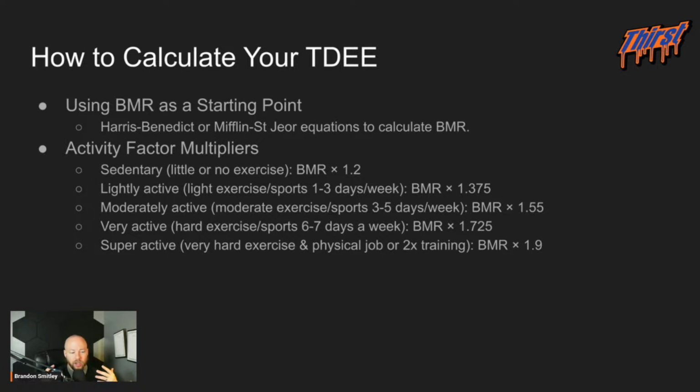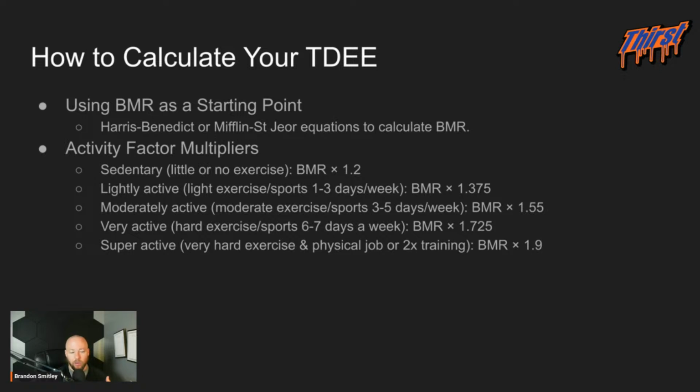These are also very rough. They're not perfect, but this gives you a good idea of how to calculate what you need based upon your activity level. So if you're sedentary, so little or no exercise, you're going to multiply your BMR times 1.2. Let's say your BMR comes out to 1,500 calories. Then you multiply that times 1.2, and that's going to give you an increase. That's probably going to be around 1,800 calories, if my math off the top of my head is right.